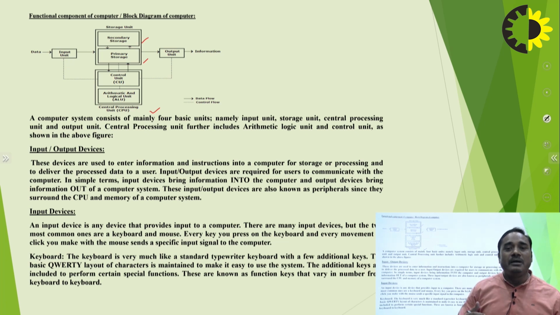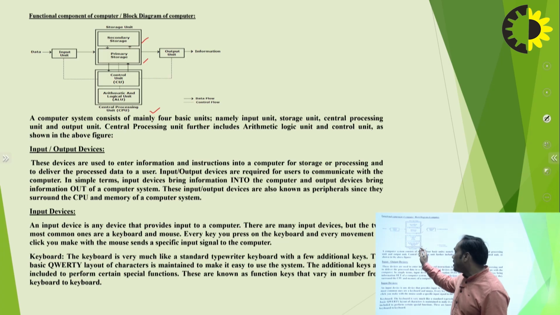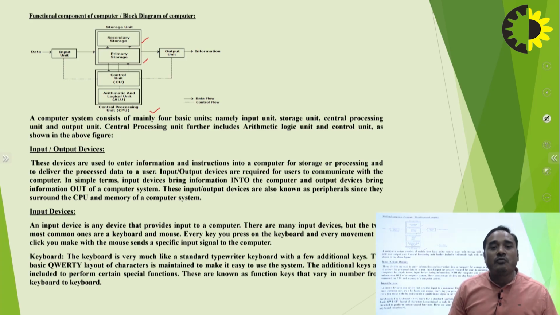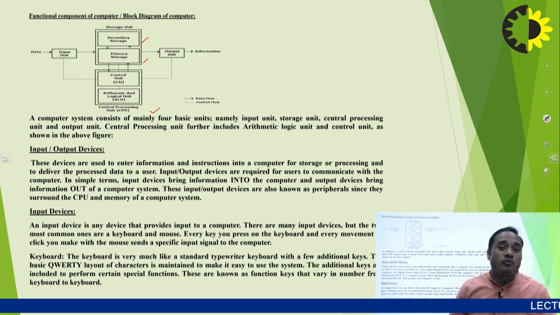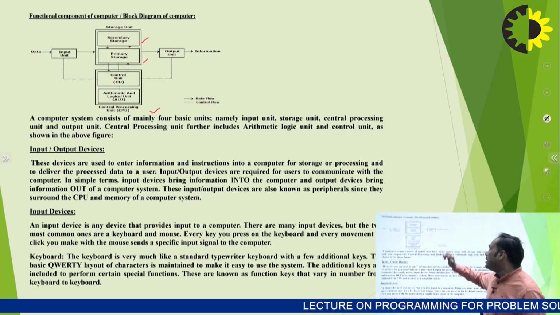The computer processes that data with the help of the control unit and the arithmetic and logical unit. These arithmetic and logical units and the control unit perform the calculations and the mathematical operations, giving help for the processing. So this is the block diagram, and finally you get the output in the form of information.